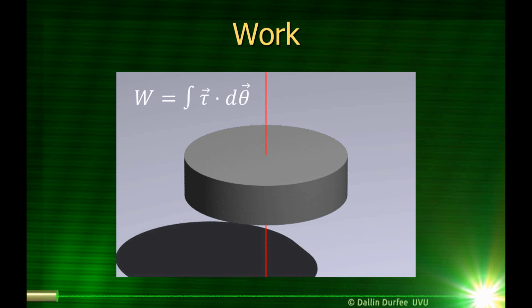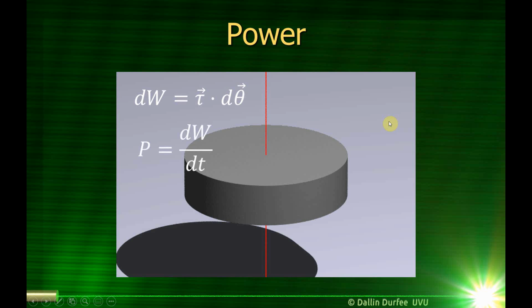Now, power is just work per unit time. So let's take a little bit of work. A little bit of work is torque times a little rotation. Power is just the derivative of work with respect to time. So if I take my little bit of work and divide by dt, I'm going to get tau dotted into d theta dt, which is angular velocity.